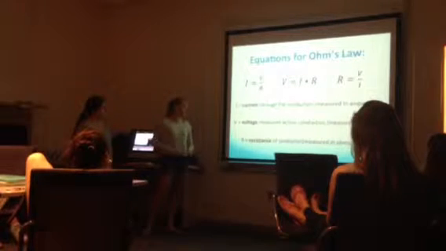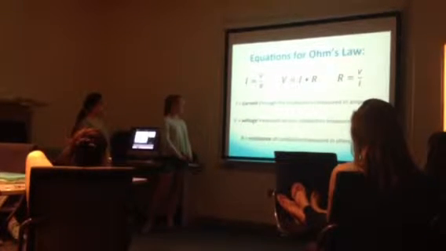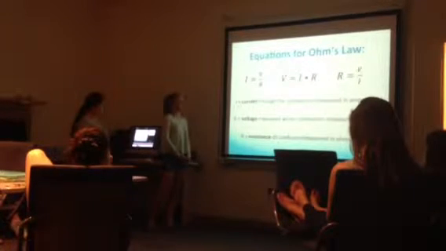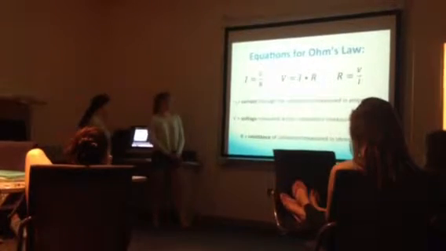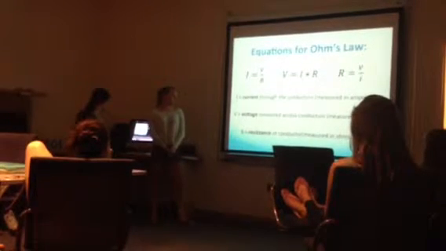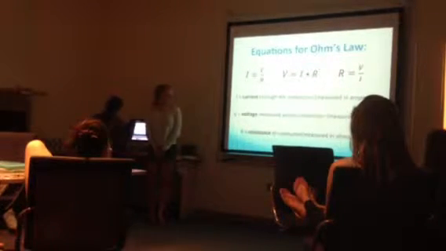I represents the current through the conductors, which is measured in amps, or amperes. V is the voltage measured across the conductors, which is measured in volts. And R is the resistance of the conductor, which is measured in ohms.